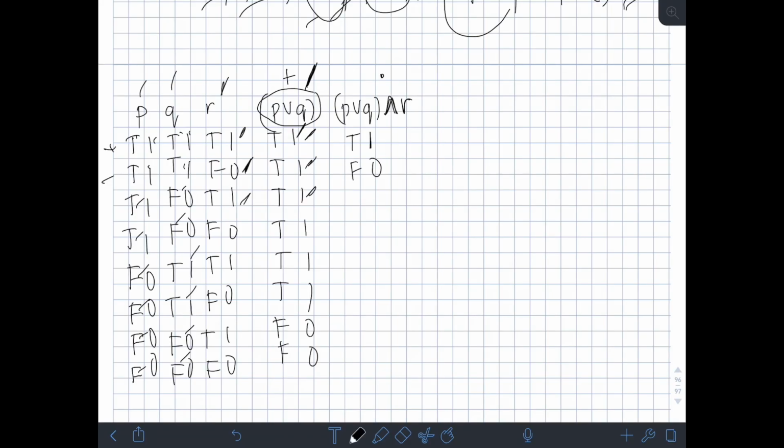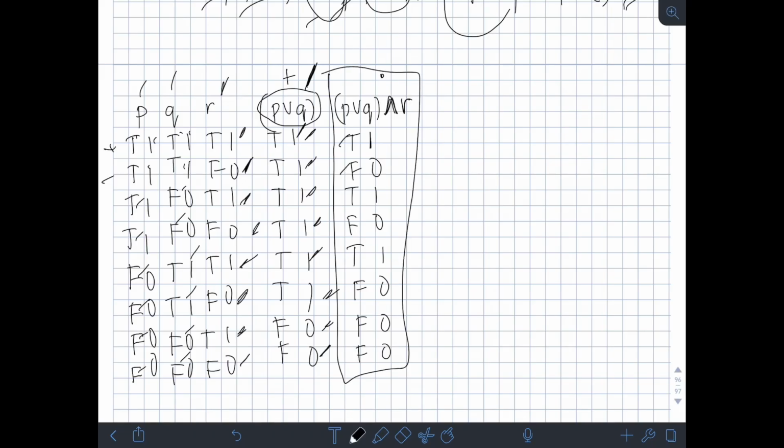1 times 1 is 1 or true, right? 1 times 0 is false, so 0 or false. 1 times 1 is true or 1. 1 times 0 is false or 0. 0 times 1 is false or 0. Then, 0 times 0, false or 0. So, therefore, ito yung required ng problem na truth table: true, false, true, false, true, false, false, false.